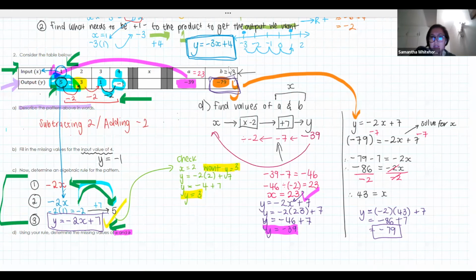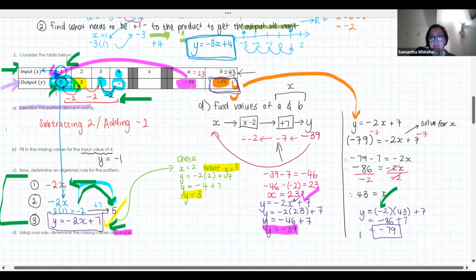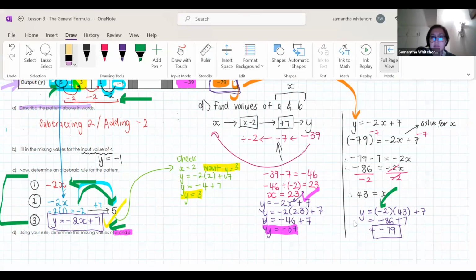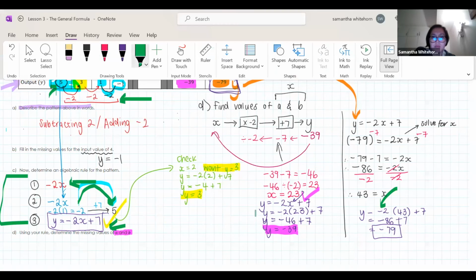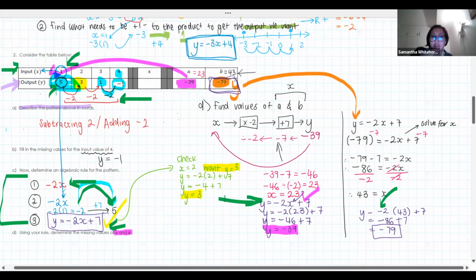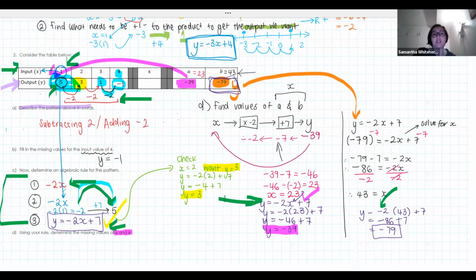Keisha, let's just double check something here. So when you're timesing, you've got a double negative there. It's not a double negative, it's -2. I've just chosen to put it into brackets, but you're not working with a double negative. It's -2 times 43, because that's the rule. Remember, the rule is -2x plus 7. So if it was a double negative, yes, I absolutely agree with you, but it's just one negative.